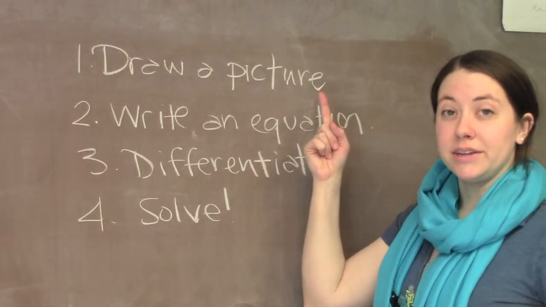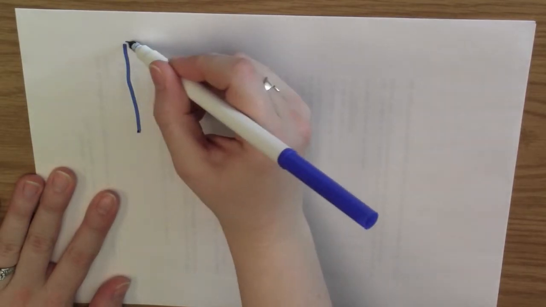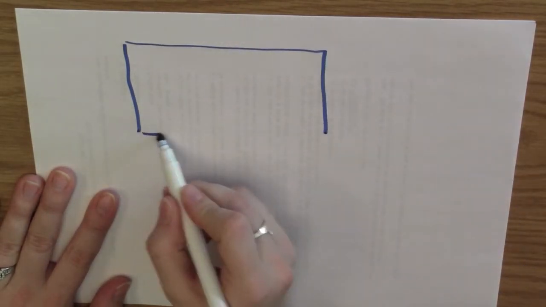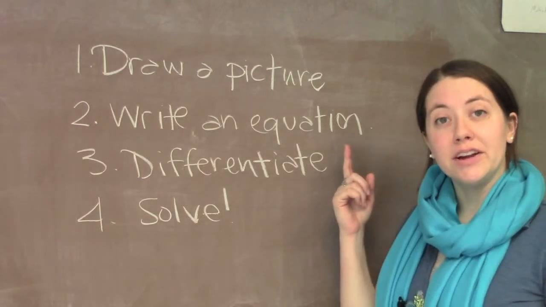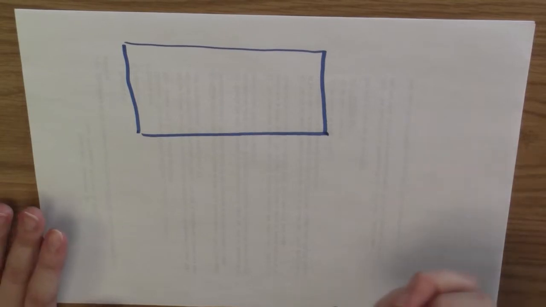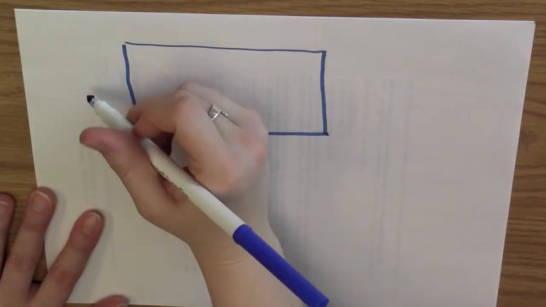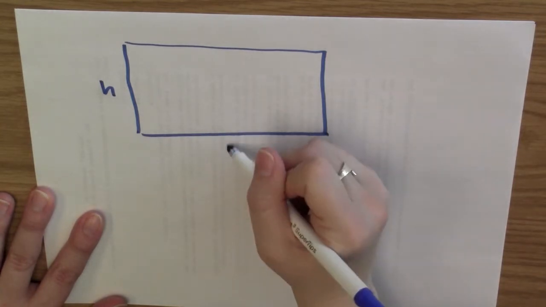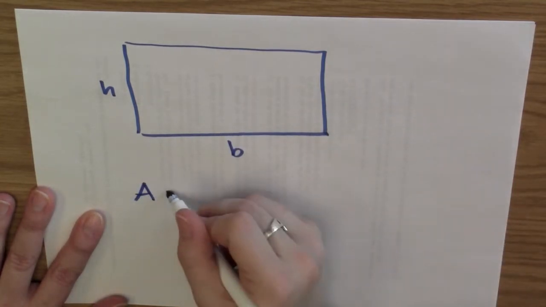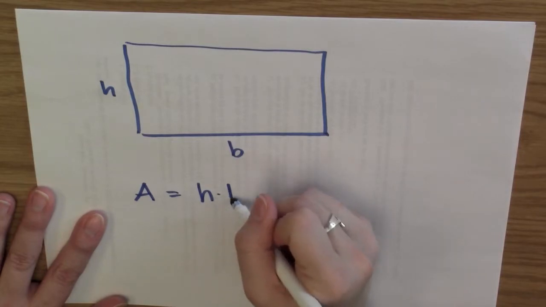The first thing that we want to do is draw a picture. Let's draw a picture of our rectangle. Here it is. Next, let's write an equation for the area of the rectangle. Now we need to find a formula for the area of this rectangle. So let's call its height h, and let's call its width, base, b. So the area of the rectangle is h times b.